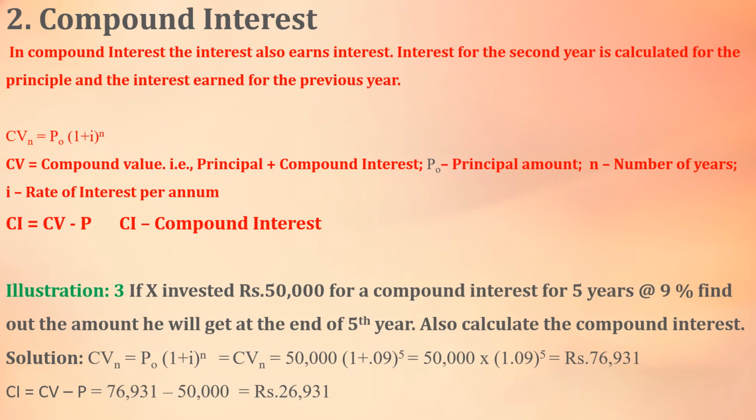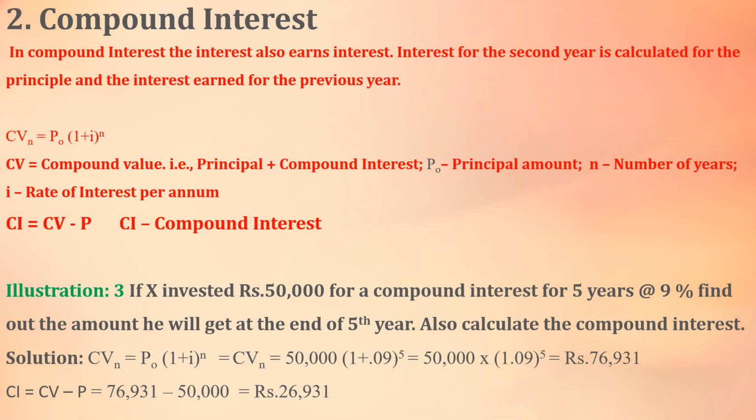2. Compound interest. In compound interest, the interest also earns interest. Interest for the second year is calculated on the principal and the interest earned for the previous year. CVN equals PO into (1 plus I) raised to N. CV equals compound value, i.e., principal plus compound interest, PO is the principal amount, N is the number of years, I is the rate of interest per annum. C equals CV minus P, compound interest.